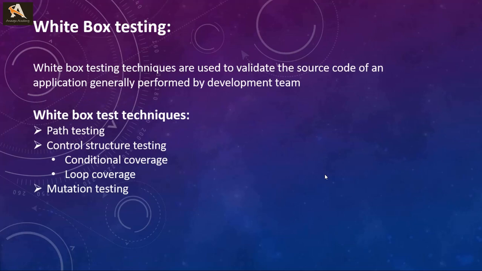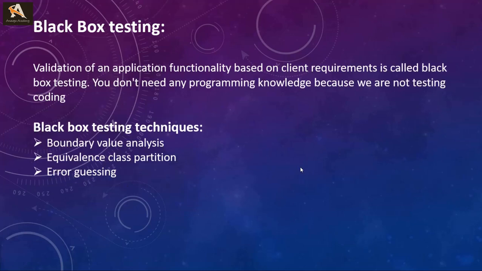What is white box testing? White box testing techniques are used to validate the source code of an application. Generally, it is performed by the development team. What are the techniques of white box testing? Path testing, control structure testing, conditional coverage, loop coverage, mutation testing. Not going further into these details, let's jump onto black box testing.